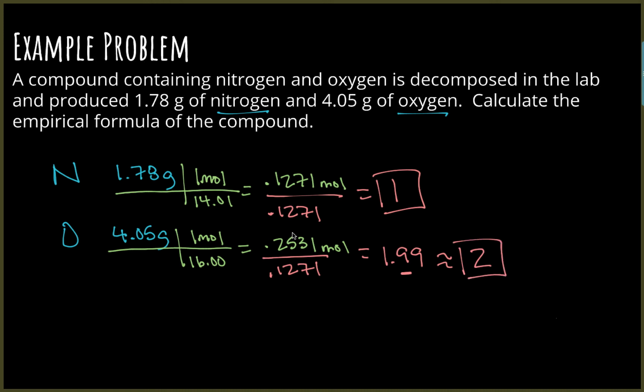So then those 2 numbers in the box, those are my subscripts that go next to my elements. So for this one, my final formula would be NO2. The 1 I don't need to write, so there's 1 N and 2 O's. So this would be the empirical formula of that compound.